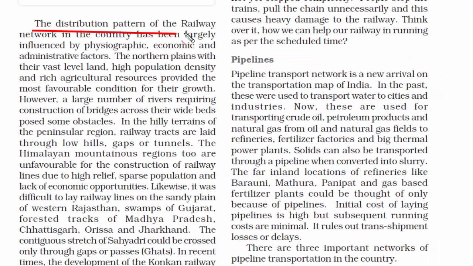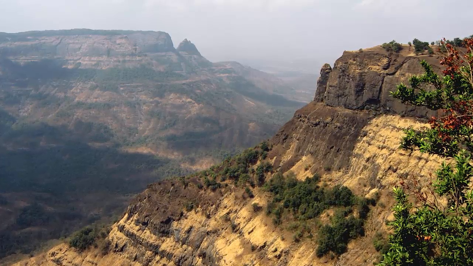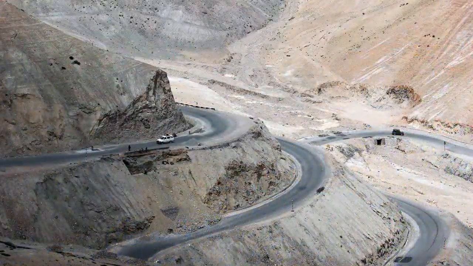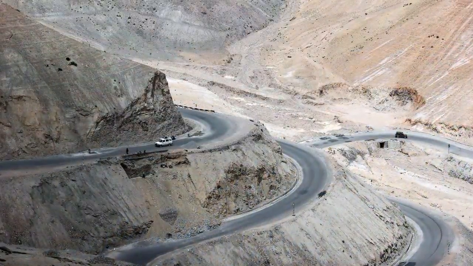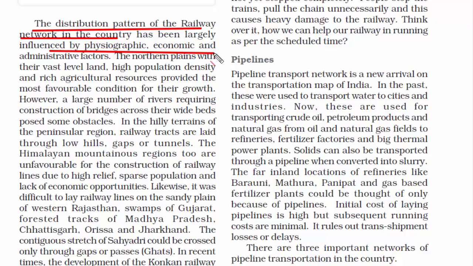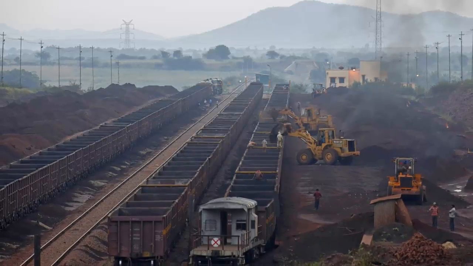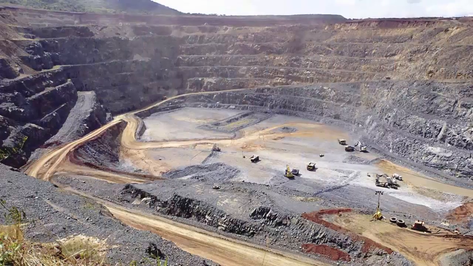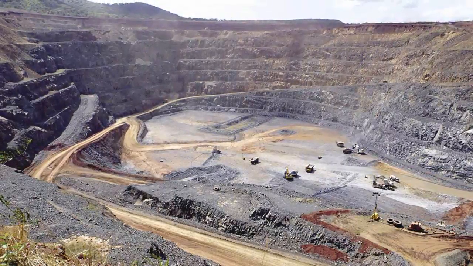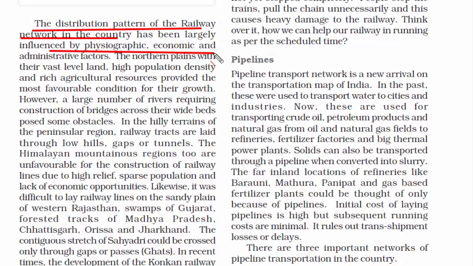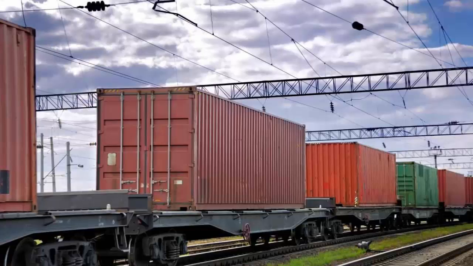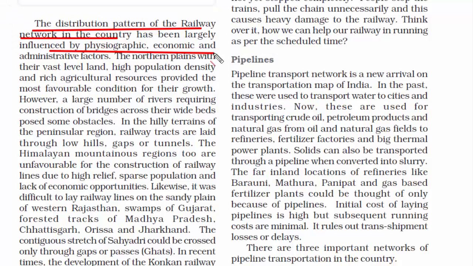If you look at the distribution pattern of the railway network in our country, it is largely influenced by three factors. The first is physiographic, which means the terrain and topography of that particular place, whether that region is hilly or rough or has a lot of jungle, etc. The second one is the economic factor, which means whether that place has enough industries or is rich in natural resources that can be transported. Because the railways earn their major income from freight service, that is transporting goods rather than passengers. So the economic factor is very important for the railways.